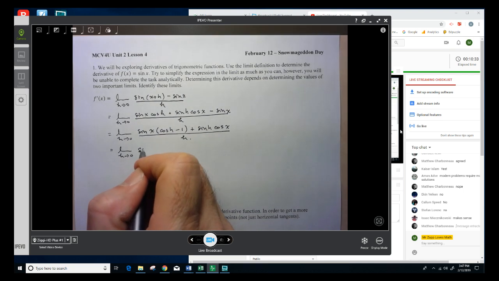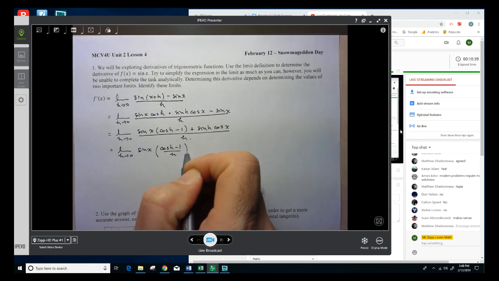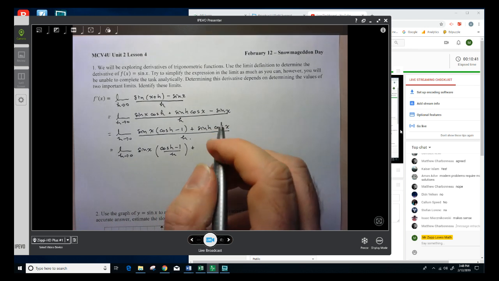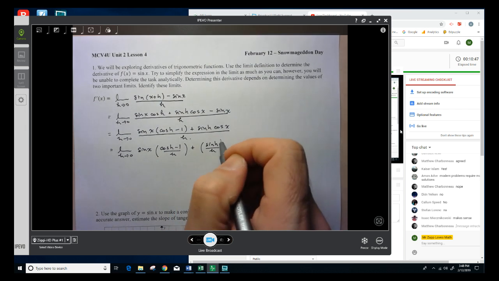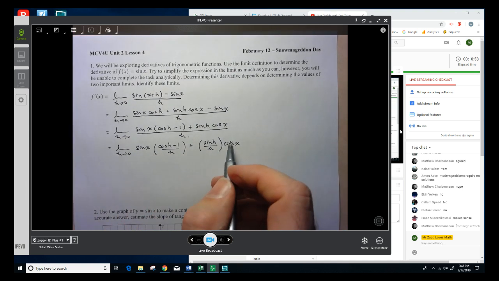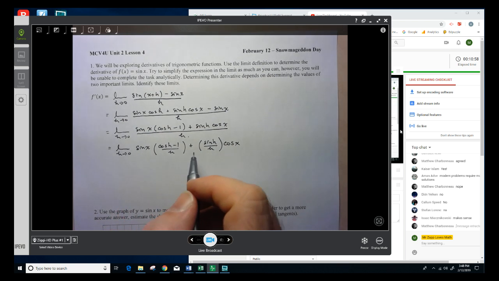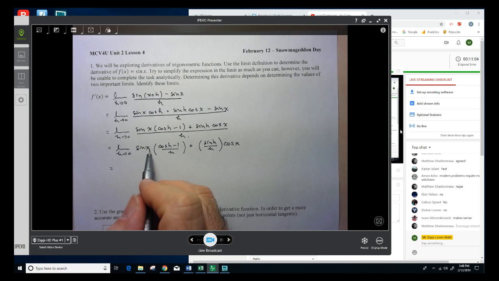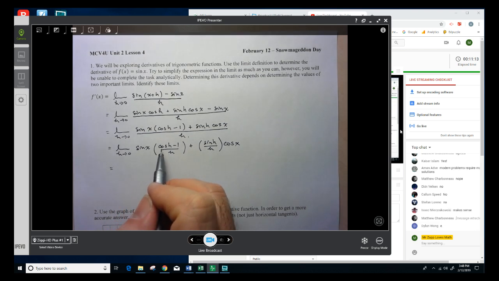So I'm going to keep the sine x separate, and then together I'm going to keep the cos h minus 1 over h. And then here, when I divide the h to that one, I'll keep the sine h and the h together times cos x. The idea is to now use my limit properties to rewrite this as separate smaller limits. So I'm going to use the addition rule. Here I don't really have to use the product rule because sine x, remember, acts like a constant, and the limit of a constant times a function is just the constant times the limit.